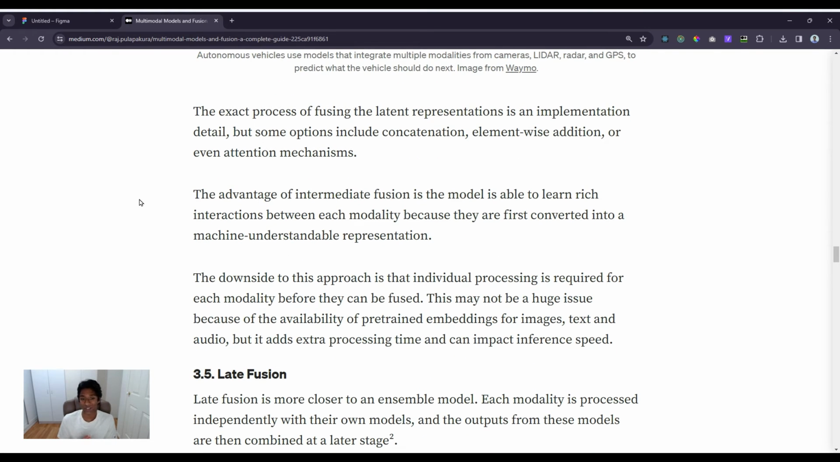The downside to this approach is that individual processing is required for each modality before they can be fused. This may not be a huge issue because of the availability of pre-trained embeddings for images, text, and audio, but it adds extra processing time and can impact inference speed.